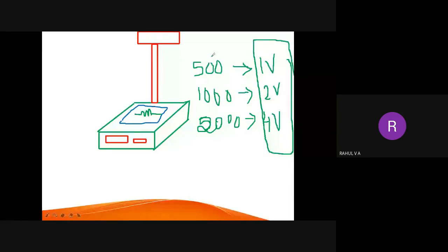So there will be some processing so that this 1 volt will be converted to something in the display, 500. 2 volt will be converted to something in the display, 1 kilogram, like that. So an instrumentation system or a measurement system is such a system. It will convert a physical quantity into an electrical quantity, and we can read the exact value of this quantity on a display screen.